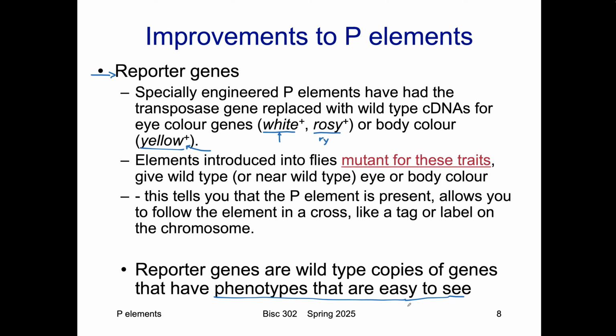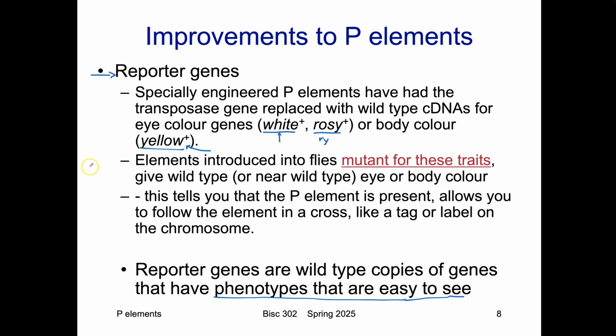We want something that even people who are just beginning in the research can look and see, is the P-element present or not, and white eyes versus eyes with some pigment, red, pink, orange, etc. That's a really easy one. Nobody makes a mistake between white eyes and eyes that have pigmentation, right? Some red color. So that's the idea.